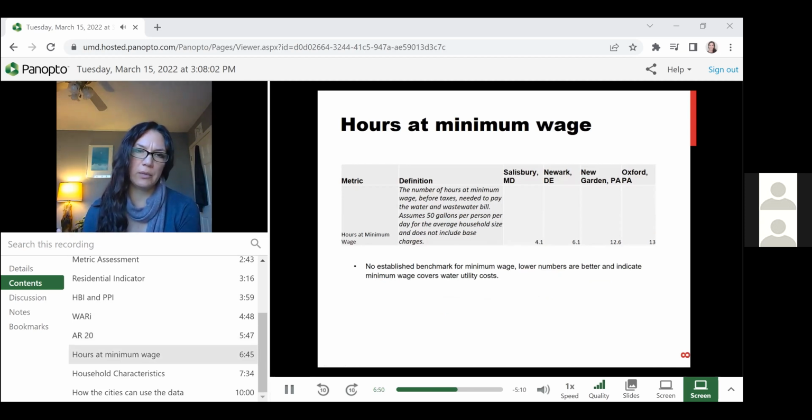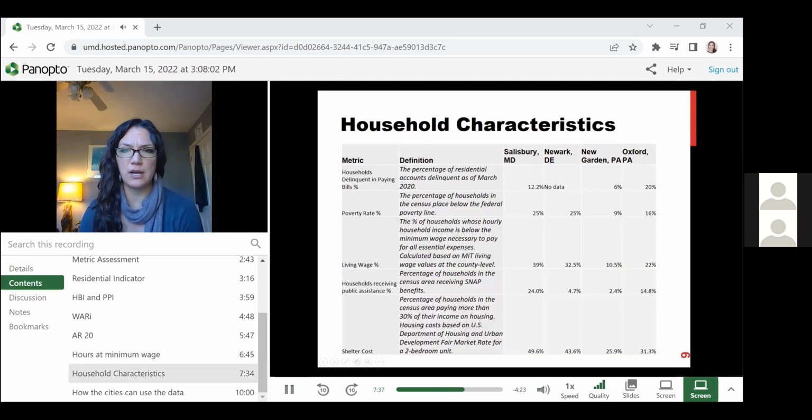Hours at minimum wage. So you have workers that are earning minimum wage. We know minimum wage is increasing. And this is just to gauge, when you have those minimum wage workers, how do their water bills compare to working minimum wage jobs? So there's no established benchmark, but this is just saying how many hours someone has to work to cover just these basic utility costs. So New Garden had the highest in this case. They've been low with the others. Oxford also had a high. So they had 13 hours to work to cover these water costs. And this could be changing too with the federal minimum wage or minimum wage increases. But this is just another way to gauge how different households bear these water costs.